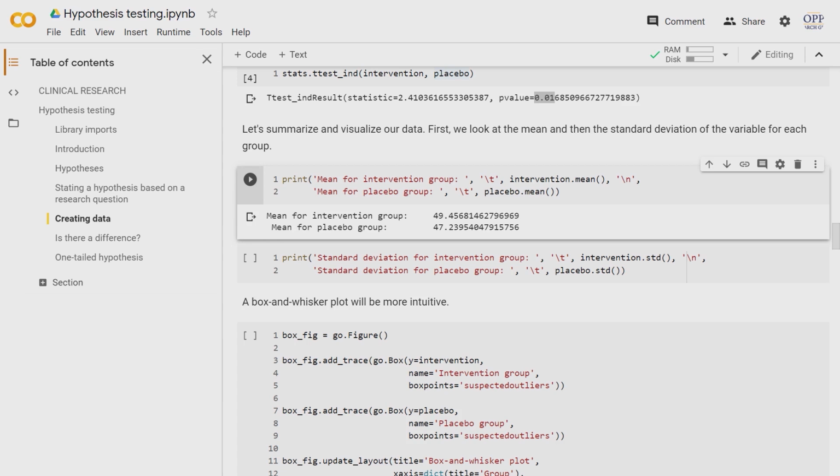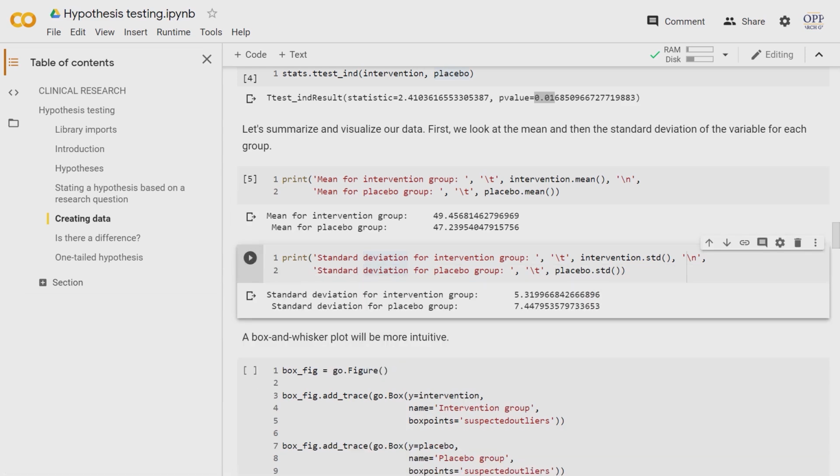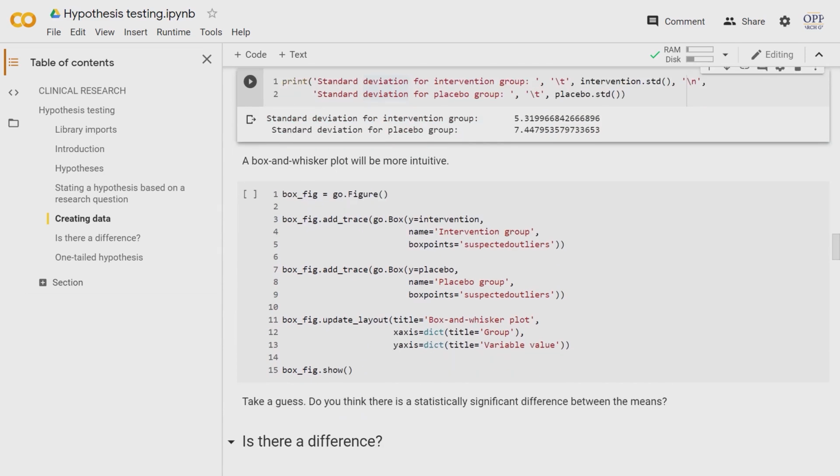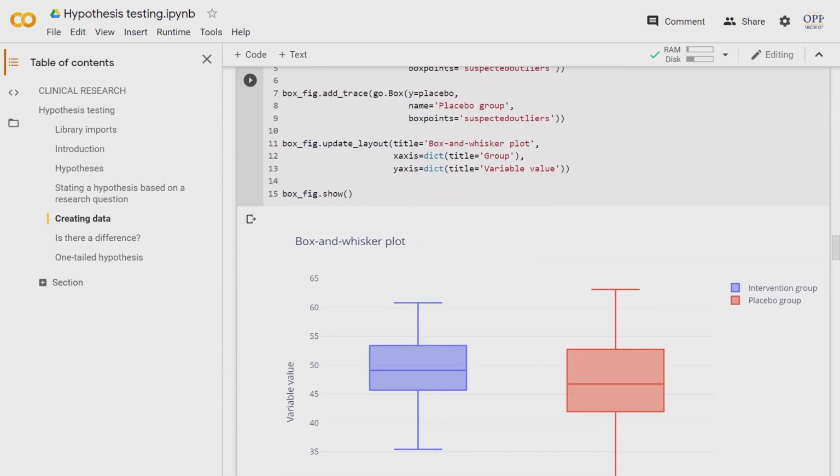Now, is that statistically significant? Take a guess. Now, let's also just have a look at the standard deviations. Now, remember, we asked specifically to draw 100 from this theoretical distribution, and this is what we get. So let's look at a box and whisker plot of this. You know how to use Plotly now. And there's our box and whisker plot.